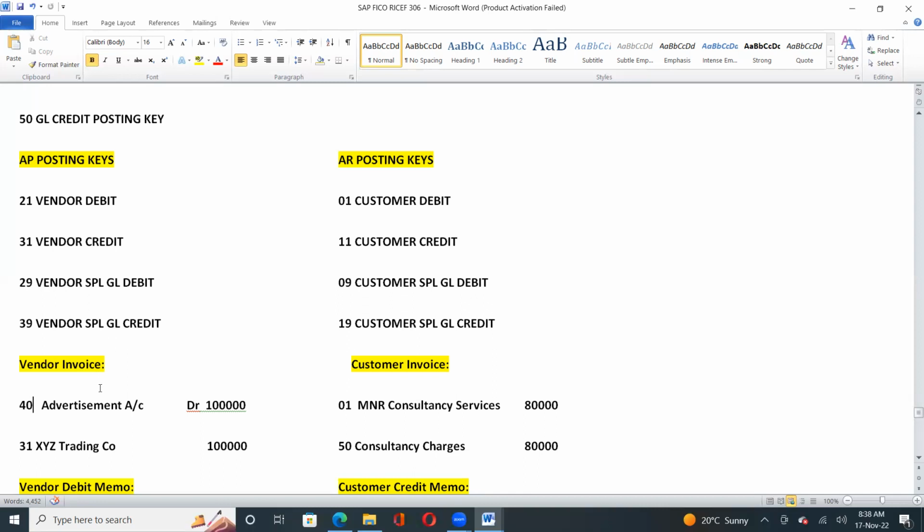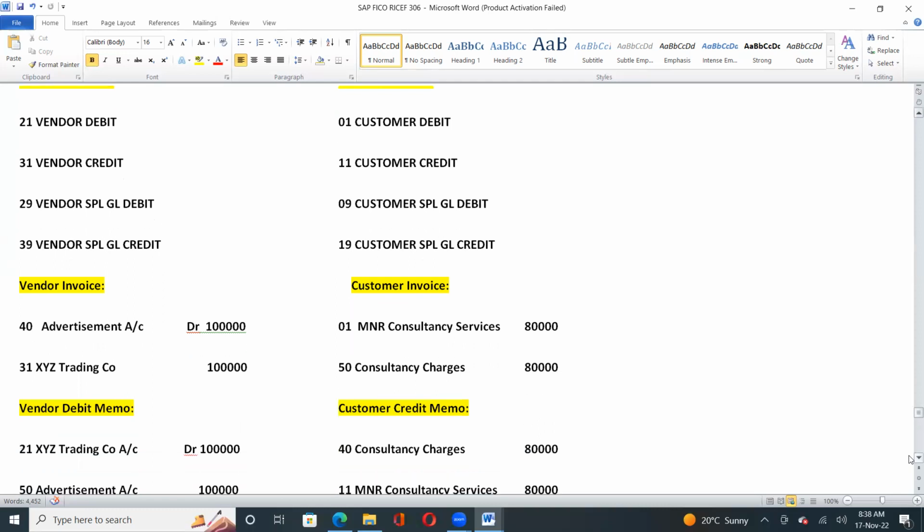So here the 40 advertisement account is debited, and 31 vendor credited. The vendor is the giver, a personal account: debit the receiver and credit the giver. So he is the giver, so we are crediting the vendor with 31. Okay, due to some reasons, we are returning the services.